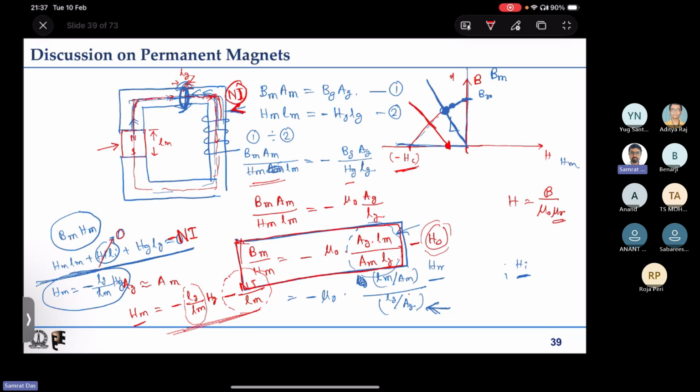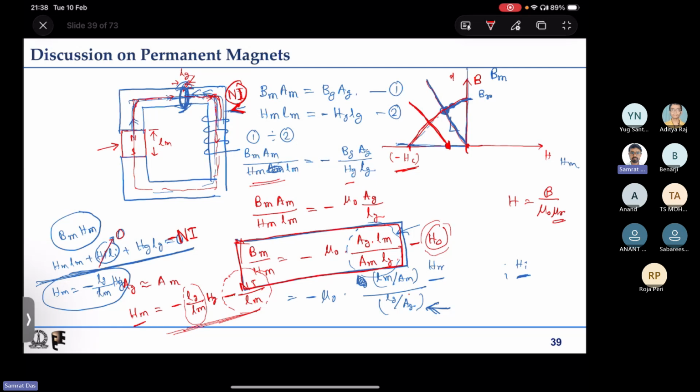So this line is actually termed the load line. The magnet has its own demagnetization characteristic, and the load line is based on the circuit it supplies flux to. If there is no excitation, if there are no conductors, then this will be our load line passing through the origin with a certain slope. The slope depends on the length of the gap and the length of the magnet, etc.